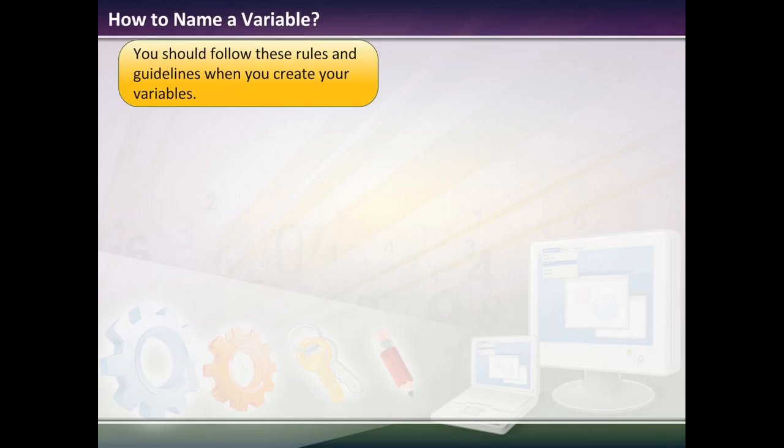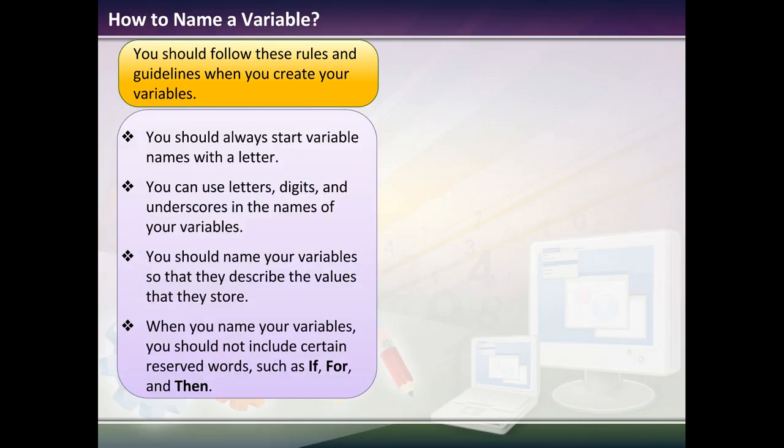So how do you name a variable? Well, here are some rules, or guidelines if you want to think of them that way, that will help you when you create your variables. You should always start the variable names with a letter. You can use letters, digits, and underscores in the names of your variables. You should name your variables so that they describe the values they store. So in the last example we asked what someone's name was, so we made the variable name. So you could do name1, name2, things like that.